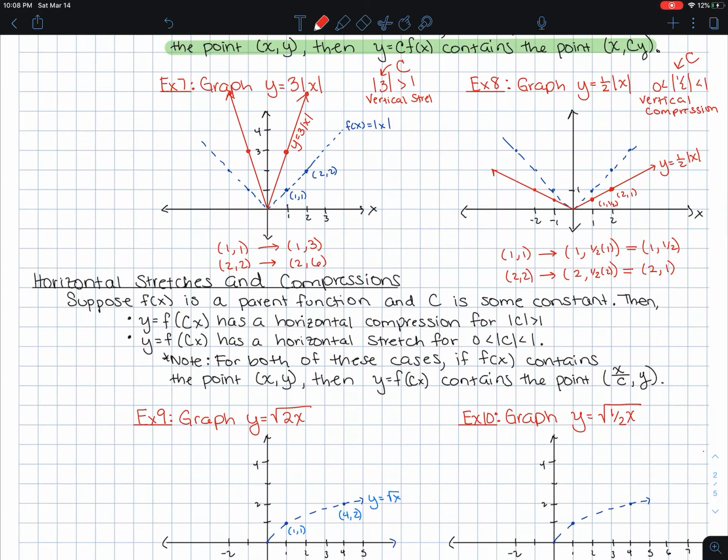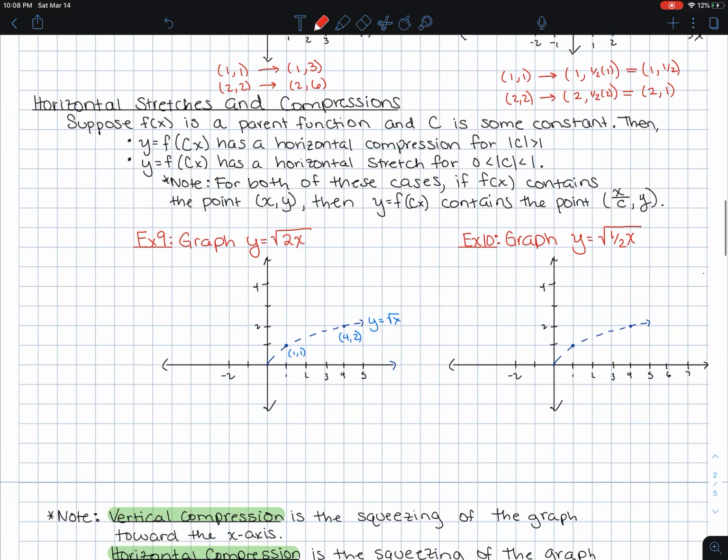We also have horizontal stretches and compressions. If our constant is in front of the x value, then we have a horizontal compression or a horizontal stretch. If the absolute value of the constant is greater than 1, we have a horizontal compression. If it is between 0 and 1, we have a horizontal stretch. For both of these cases, the y value does not change. And I'm referring to our parent graph. Our parent graph is x, y. So when we have that constant in front of the x, the y value does not change, but our x value does. We divide by our constant c.